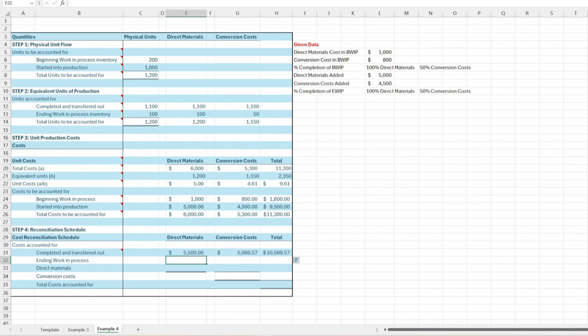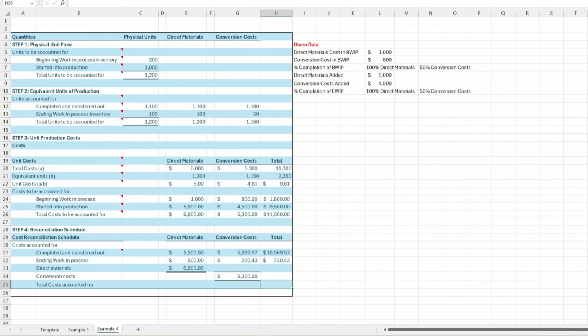And then ending work in process, we do the exact same thing. Ending work in process is another way of saying ending work in process inventory. So that's what we're going to do. Step 2, click on the 100 times our unit cost. And same thing with conversion costs. We're going to do 50 times our unit cost of conversion. And then what we do is we just add this up, so that plus that. And then we can go here. Direct materials, I'll just do the sum of these two. And for conversion cost, I'll do the sum of these two.